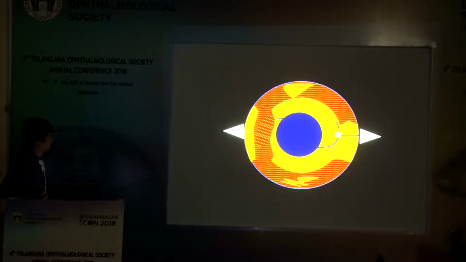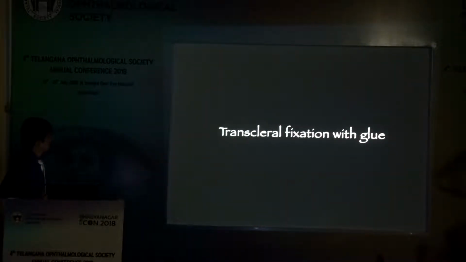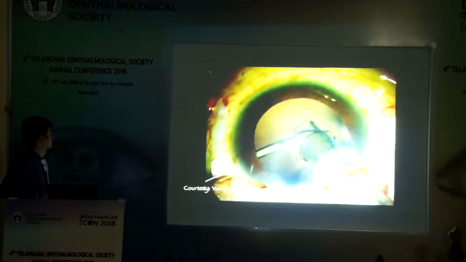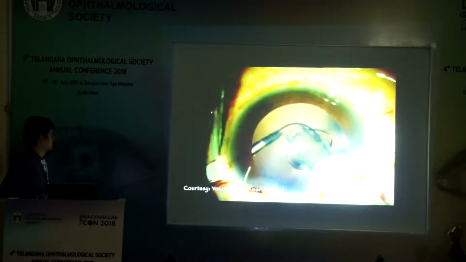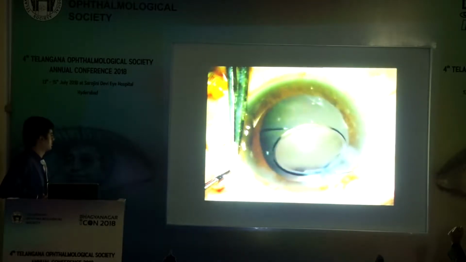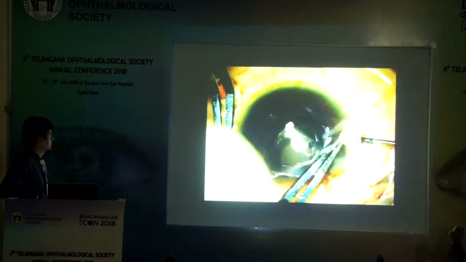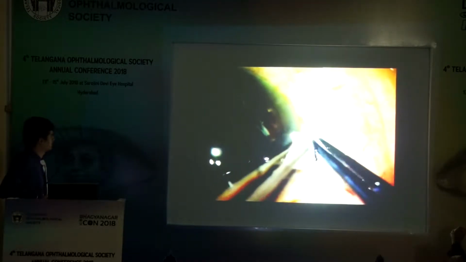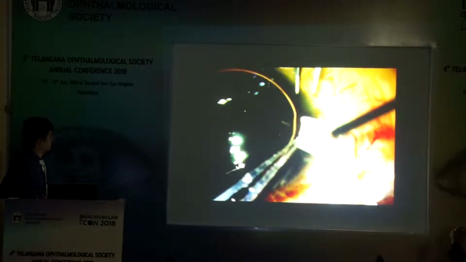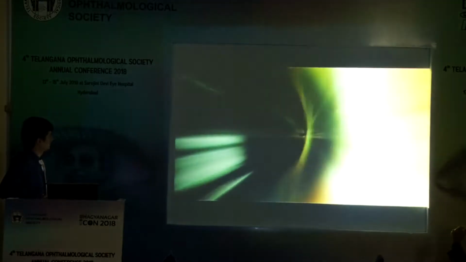below the scleral flaps. In transscleral fixation with glue, a 3-piece foldable or rigid IOL is used, wherein the haptics are externalized through the scleral flaps and then tucked into the scleral pockets and secured using fibrin glue.